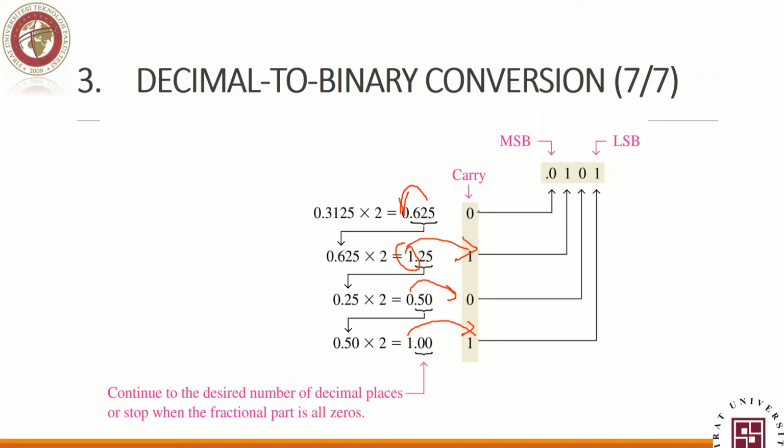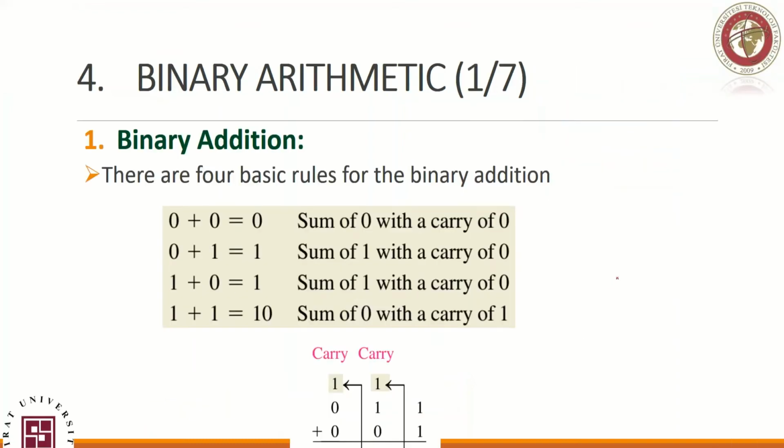How do we read it? This is the most significant. It starts from the leftmost after the binary point, and then the next one, until the least significant. So 0.0101. This is the way we do it.